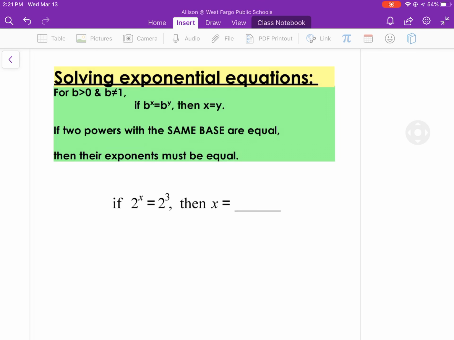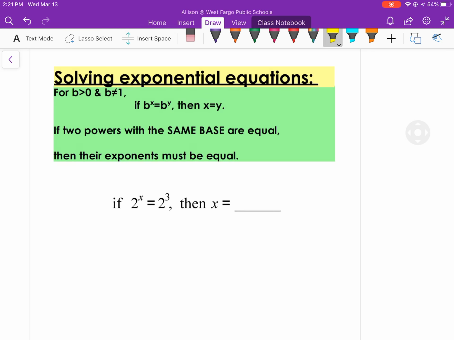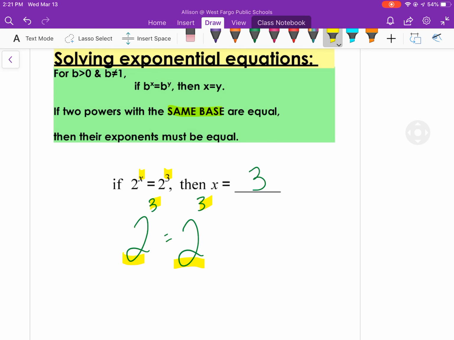Solving exponential equations. We're going to have a few different situations that you're going to look at. The first one is if you have two powers with the same base, so their bases are equal, then their exponents must be equal as well. And really that's intuitive, it should make sense. If you have 2 to the x power equals 2 to the third, then x must equal 3, because 2 to the third equals 2 to the third. So if the bases are the same, then the exponents must also be equal. Makes sense. Of course, it's going to get a little bit more complicated, but that is just the basic rule there.